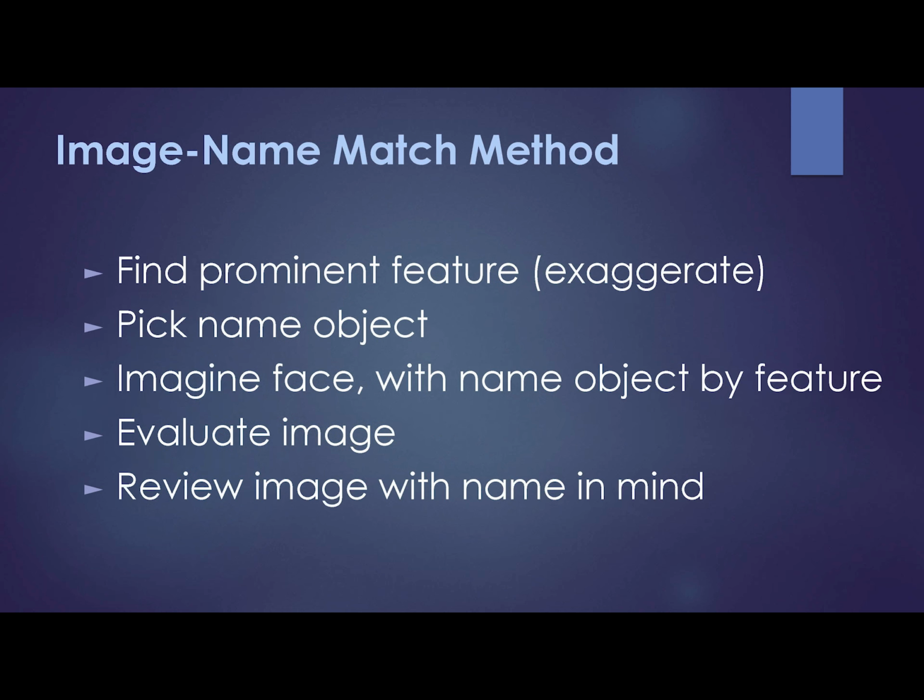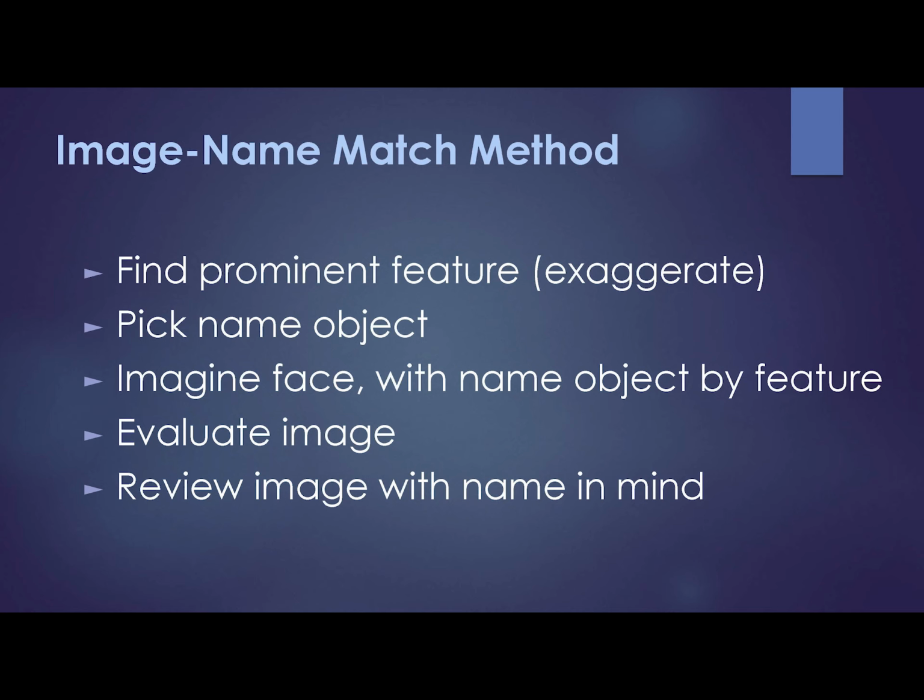Okay, so here are the steps again. You find a prominent feature, exaggerate if you can, not required. Pick your name object that goes with the name. Imagine the face with the name object connected to that feature in some way. I told you we had gold rings in Stacey's hair. Evaluate the image. Does it make you happy, angry, sad? That emotional connection is actually very powerful for memory. Then you review the image with the name in mind.